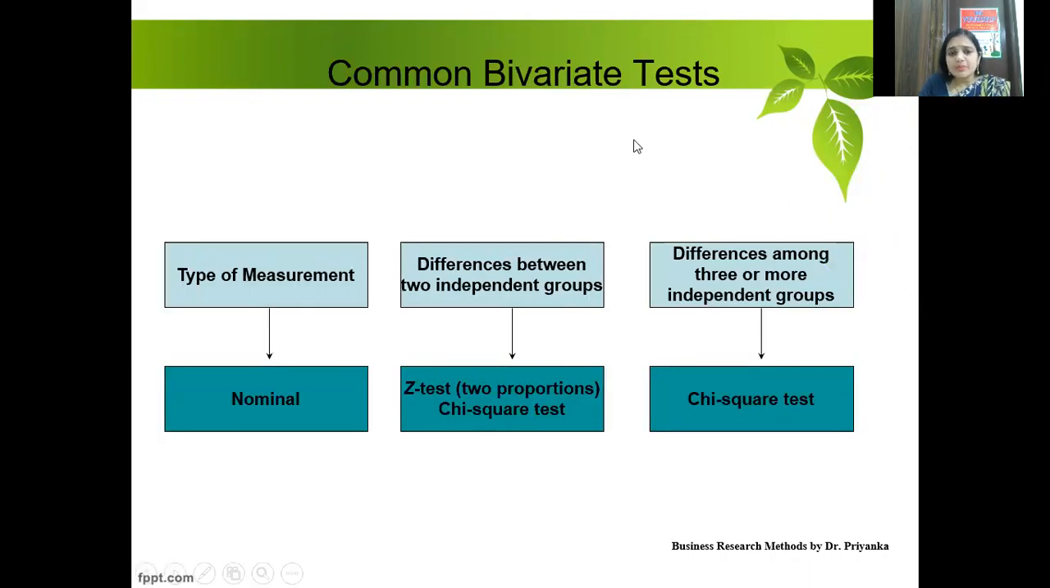When we talk about common bivariate tests, for example if the type of measurement is nominal data and the difference between two independent groups has to be checked, or there are two categories in the variable, then we will use either the Z test for two proportions or the chi-square test. And for differences among three or more independent groups, it would involve only the chi-square test.